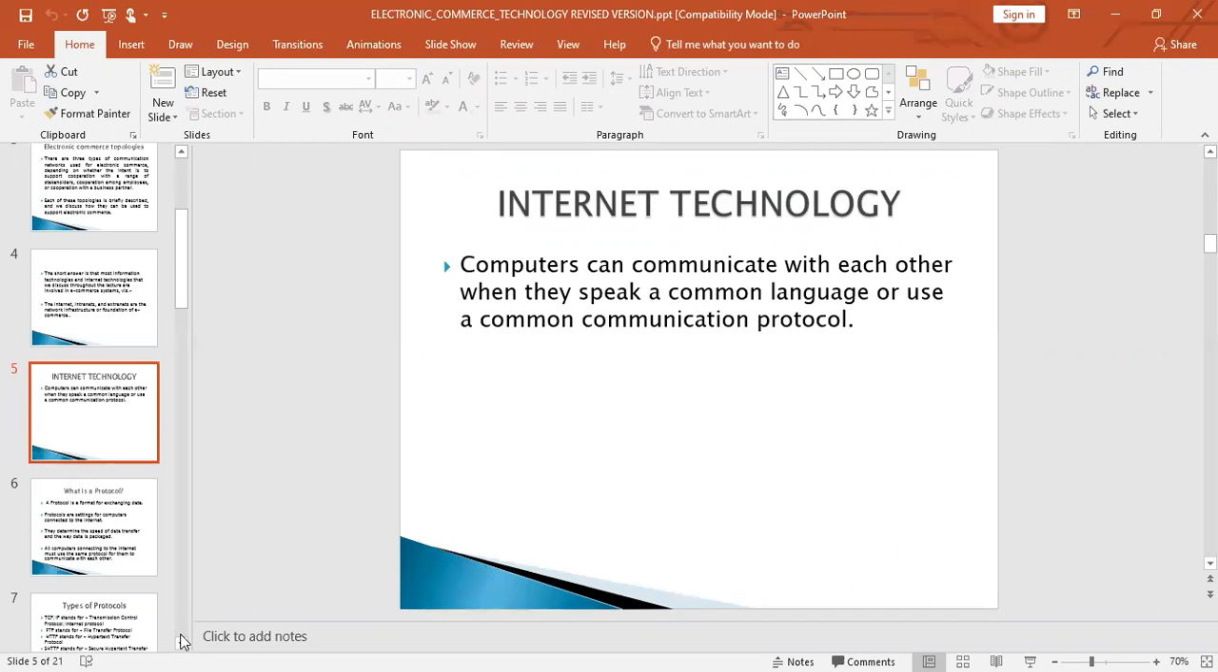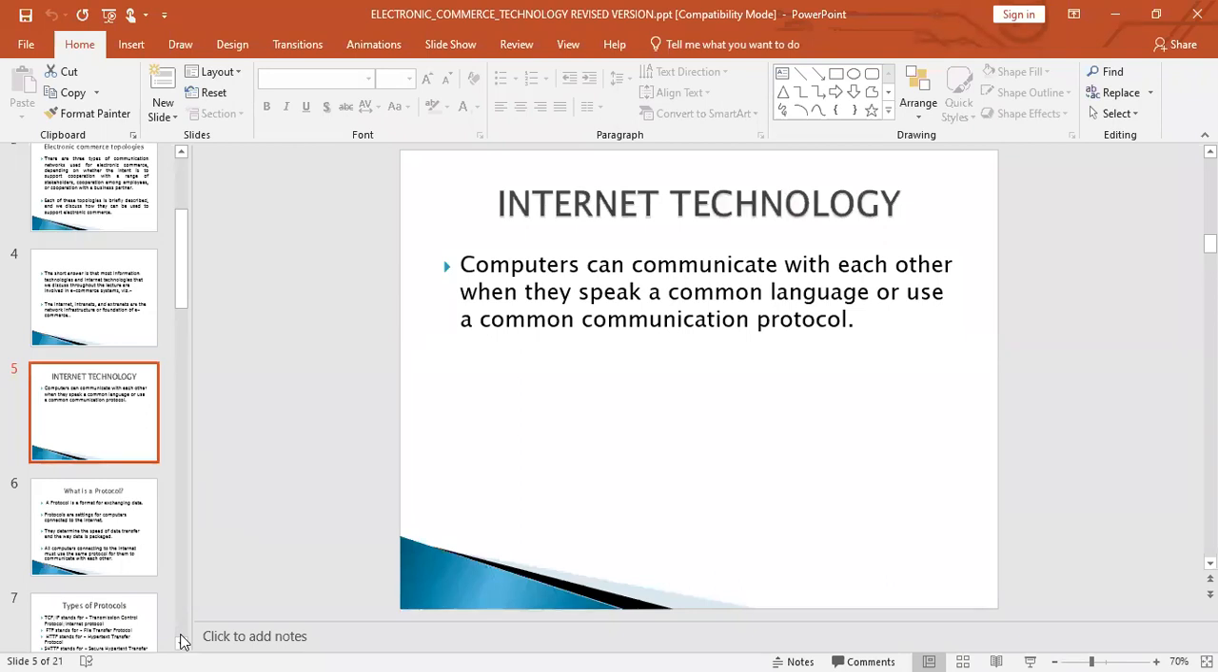But when the internet was born, it took 4 to 5 years before it could fully function, because it took 4 to 5 years for computer protocols to be developed. So it was around 1994 that the internet started operating.